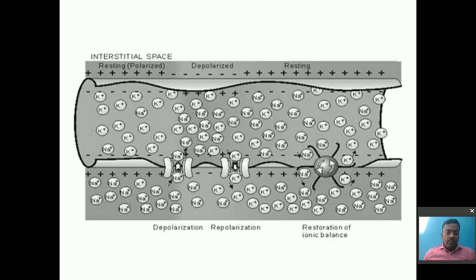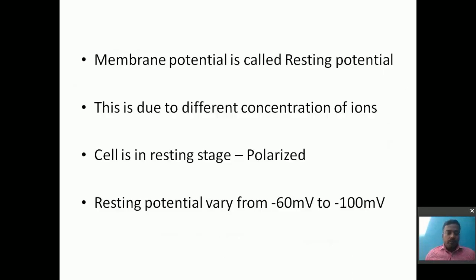So this is called depolarization. When the charged particles are in rest condition, that is called polarization. After that, the external stimulation is applied to the cell, then the charged particles start moving between inside and outside the cell. That is called depolarization. So during depolarization, we get action potential.